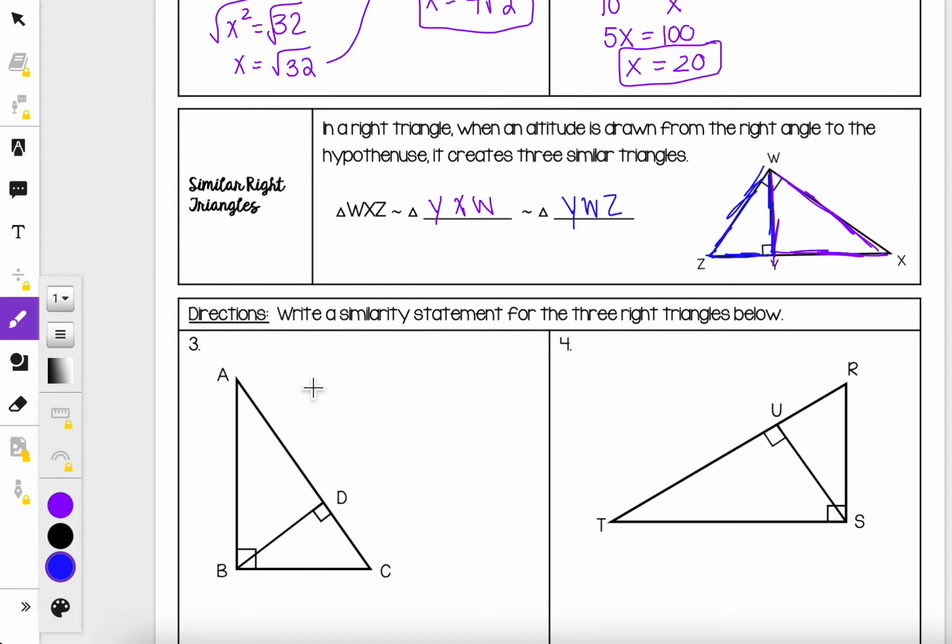So for numbers 3 and 4, we want to write a similarity statement for the 3 right triangles below. Remember, the order matters here. For each of these, when I was looking at that right triangle, I started at my right angle, then I went down the long leg to the hypotenuse. I do that every single time so that I stay consistent in how I write my triangles.